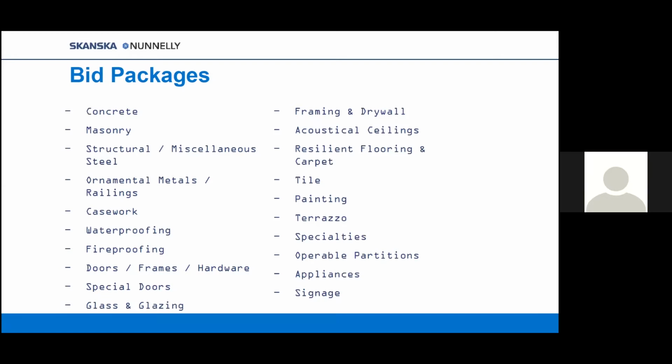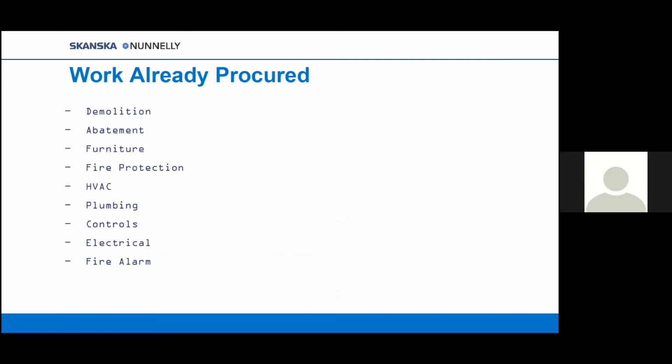Next, work that is already procured and in progress. Demolition and abatement is already started in the building, and we have furniture and our MEP trades already signed up. That said, if you can provide services to one of those types of trades at a sub tier level, again, feel free to contact us and we'll connect you with the prime subcontractors.